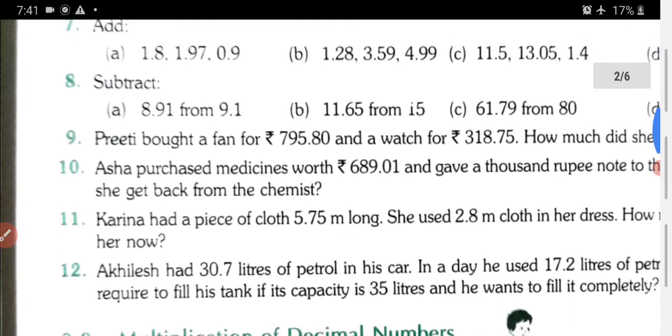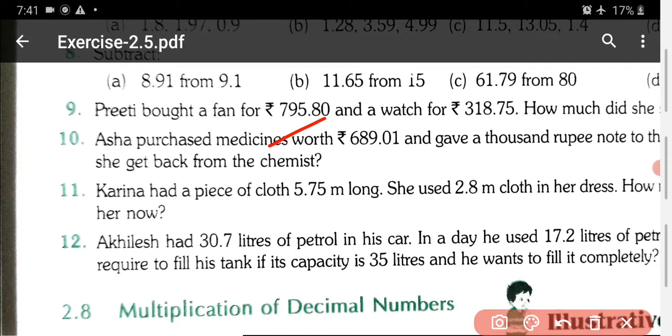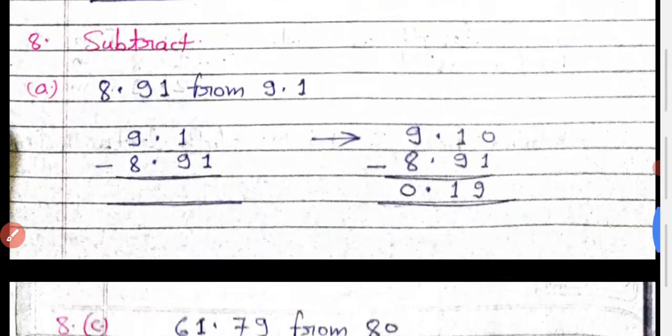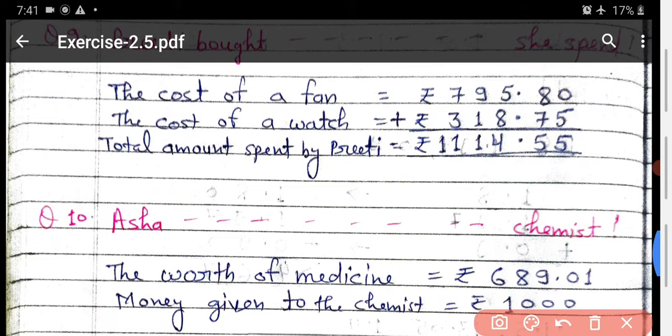Question number 9 is: Preeti bought a fan for rupees this, okay, and a watch for rupees this. How much did she pay? Okay. If you went to the market and you want to find the total cost, then what you have to do? You have to always add. So they are asking how much they have to pay. It means you have to add. Now you write the cost of the fan is this much, and the cost of the watch is 318.75. Now total amount spent by Preeti.